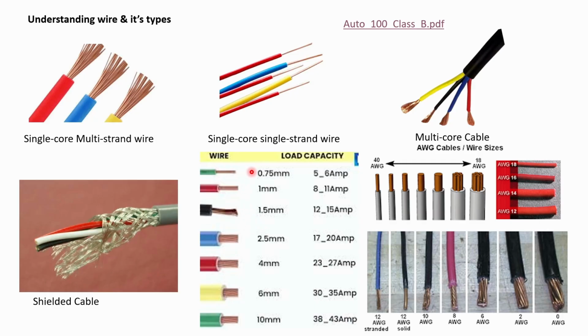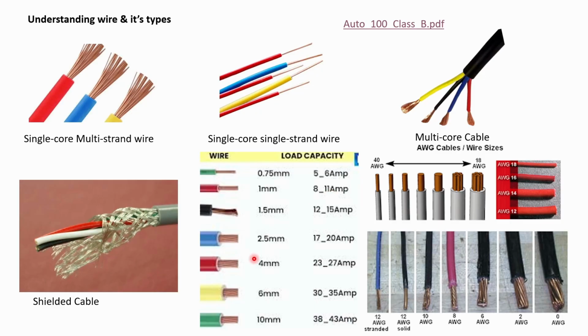The wire comes in multiple sizes, and with the size, the current carrying capacity of the wire depends. So, for a 0.75 square mm wire, the amperage is 5 to 6 amps. More than that, the wire will get damaged or heated up due to more current. So to eliminate that, there is a further size, 1 square mm wire. The 1 square mm wire can carry 8 to 11 amps, and the thickness of the wire changes accordingly.